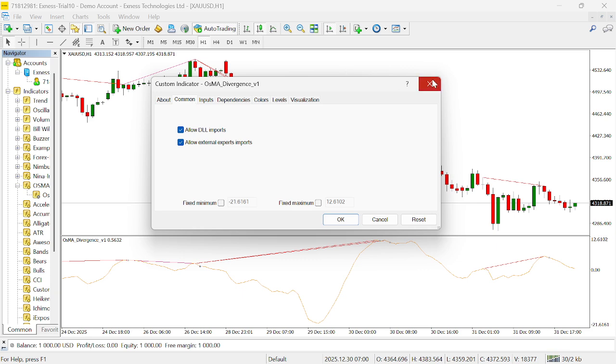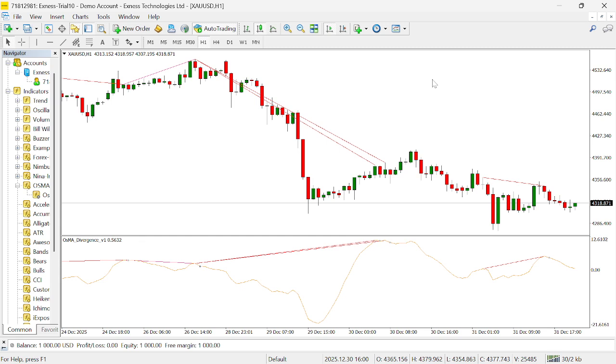As for who it is for, the OsMA Divergence Indicator is aimed at traders who want a structured visual way to monitor momentum divergence rather than manually drawing it. The divergence signals are still derived from historical data and can appear early or fail if price continues in the same direction, particularly in strong trends or choppy markets. It is best used as a confirmation and analysis tool in combination with other methods and risk management, not as a standalone signal generator.